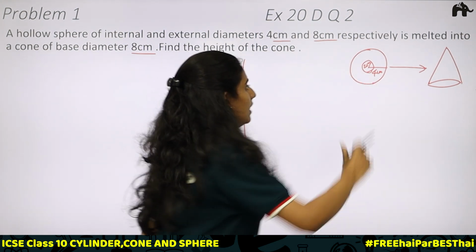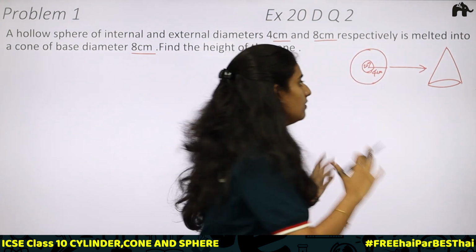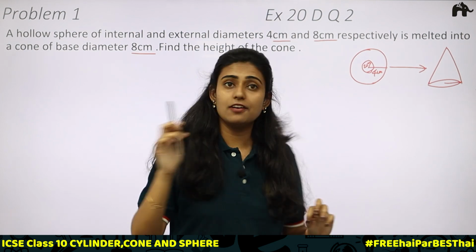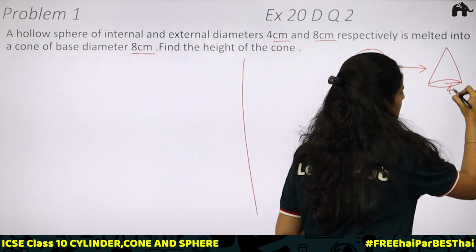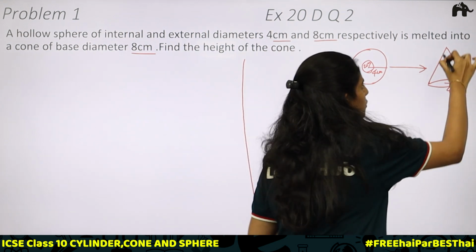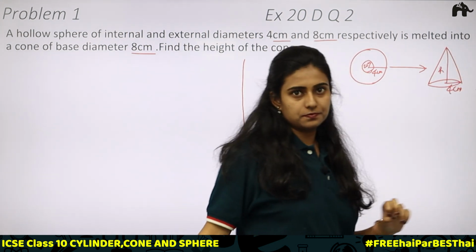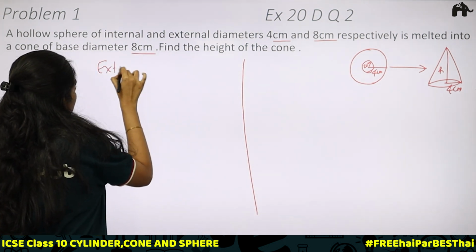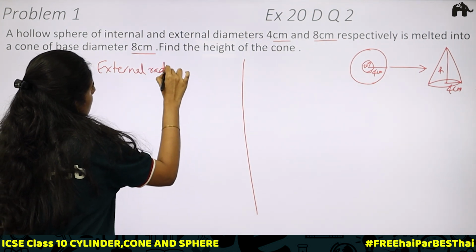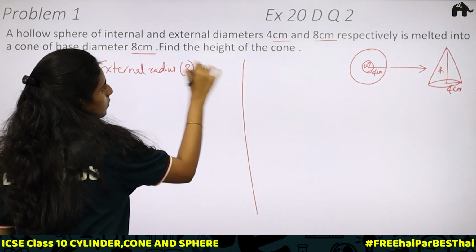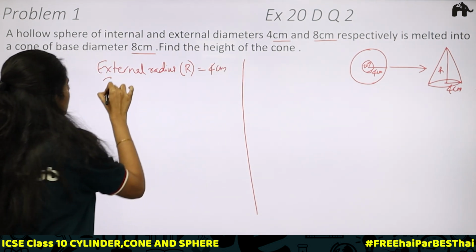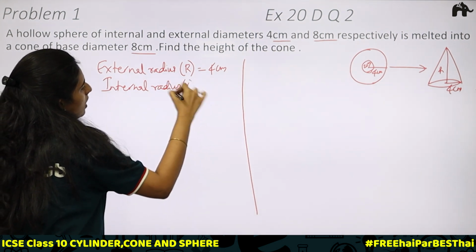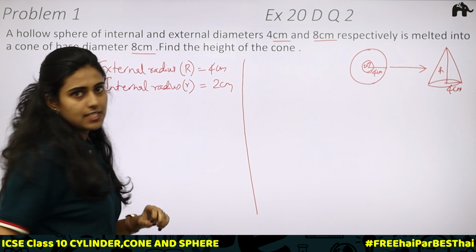Now, the metal in this hollow sphere is melted and you are forming a cone. Cone's base diameter is given, which is again 8 cm. Therefore, base radius will be 4 cm. We need to find the height of the cone. Clear? We have external radius, capital R, equal to 4 cm. Internal radius, small r, equal to 2 cm.